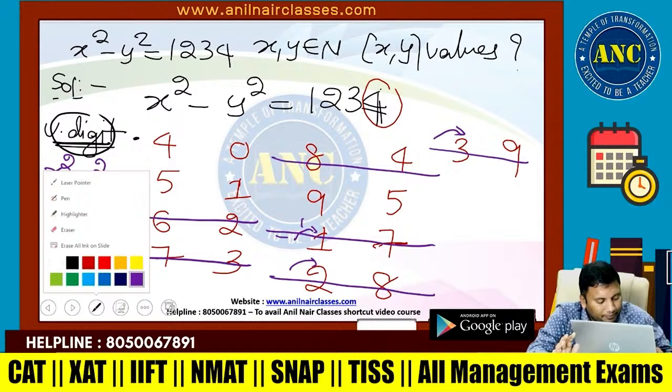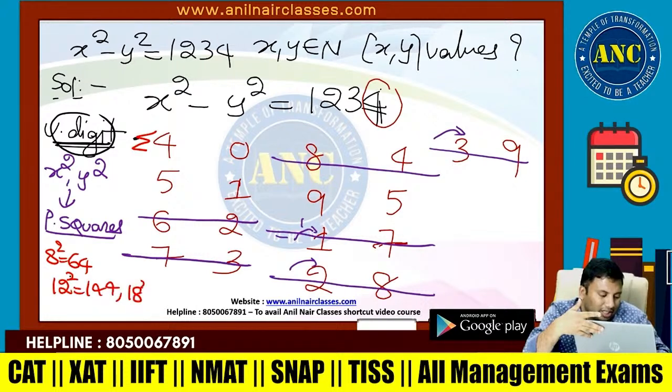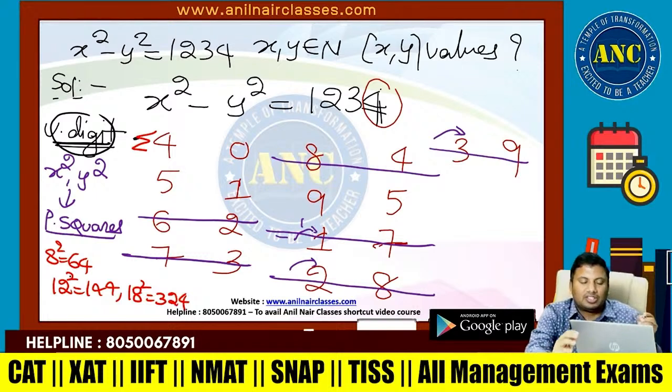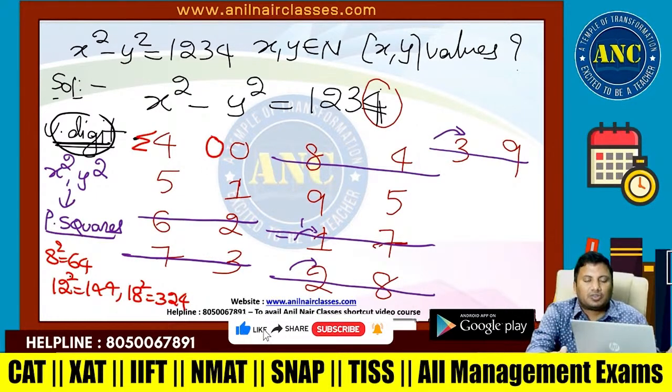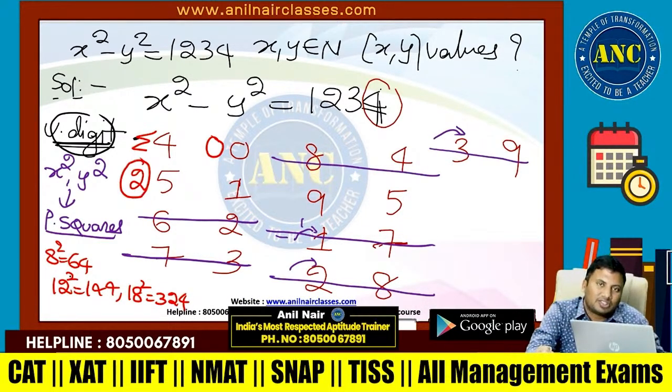Now if you observe, in any perfect square ending with 4, the tens place is even. Why? Because 8 square is 64, 12 square is 144, 18 square is 324. A perfect square ends with an even number of zeros: 10 square 100, 20 square 400. Any perfect square ending with 5, the tens place is always 2. 5 square 25, 15 square 225, 25 square 625.